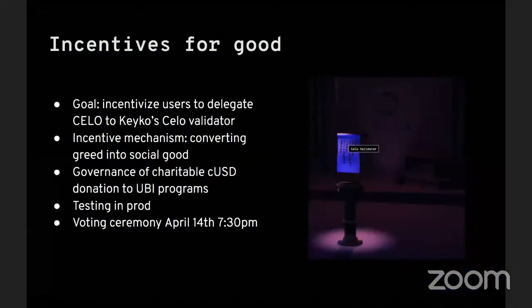Okay, let me check the time. Whoa. Sorry, my phone. Okay, I will have to be quick.